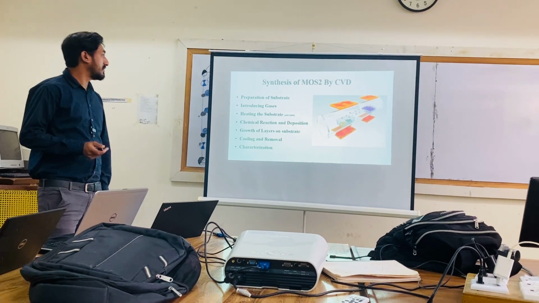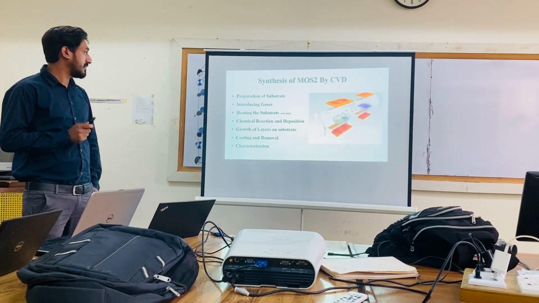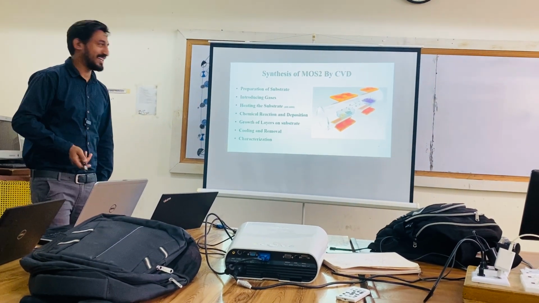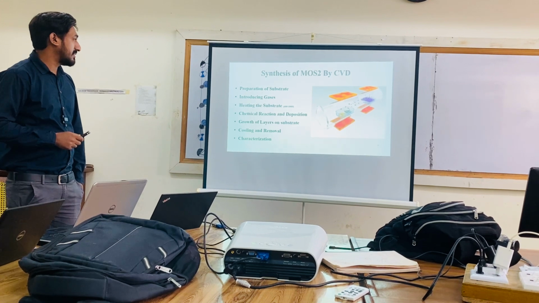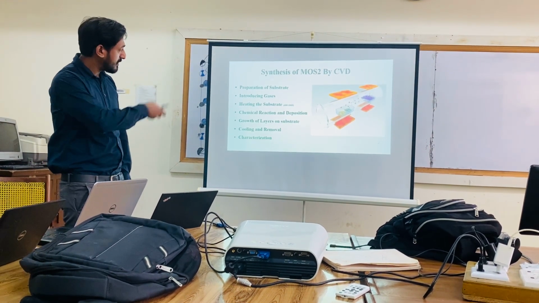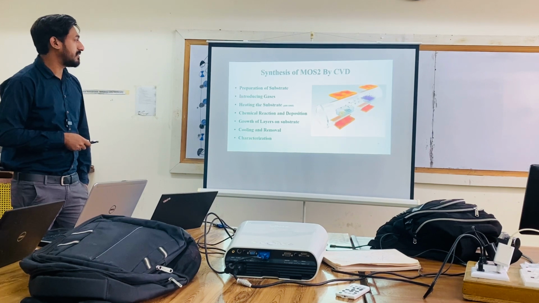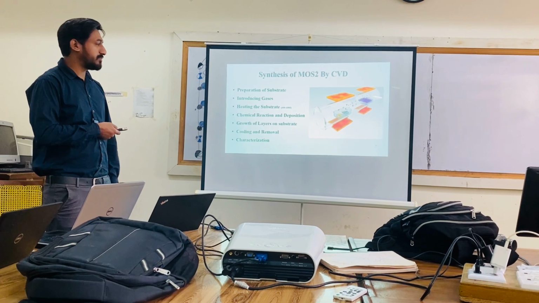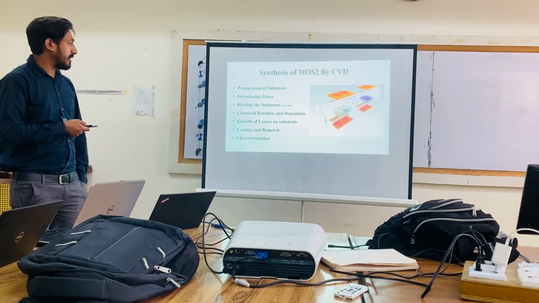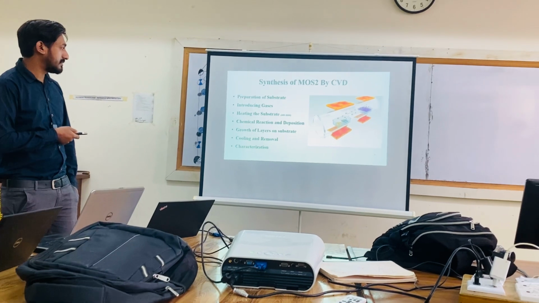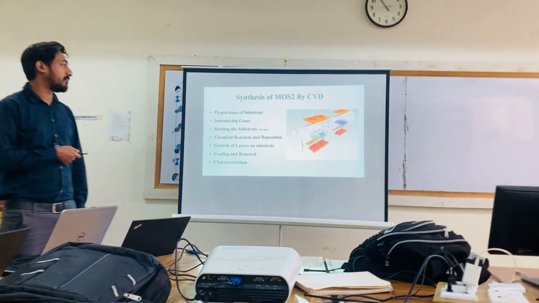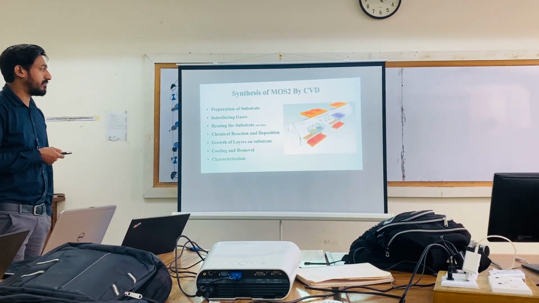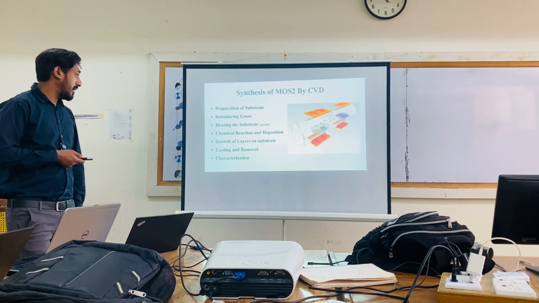Now comes the main idea, which is synthesis of MOS2 by CVD. It's very interesting. So we have a chamber actually. In this chamber, the first step is the preparation of the substrate. The substrate here is made of silicon wafer, and also we have the material. Now we are talking about molybdenum disulfide. So in this chamber we have the material MOS2 and we have the silicon wafer where our monolayers will deposit.